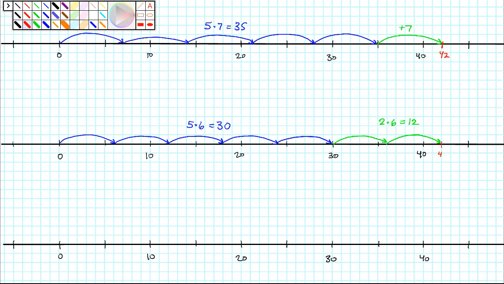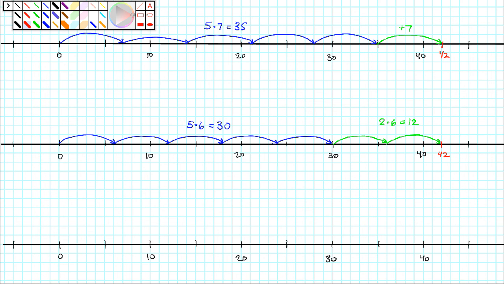Interesting thing here is, in fact, if you get accustomed to the patterns of just going on these groups of 6, then you don't necessarily have to know that you landed on 30 and that you added 12 more.